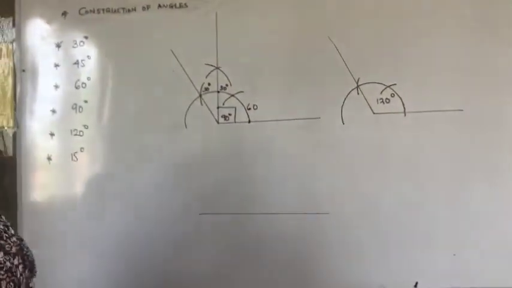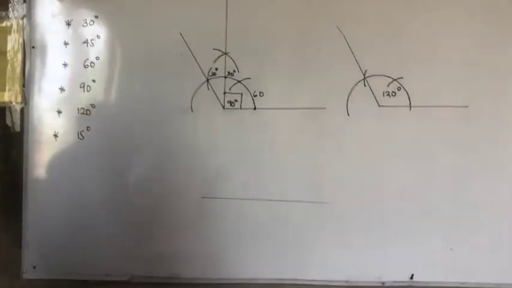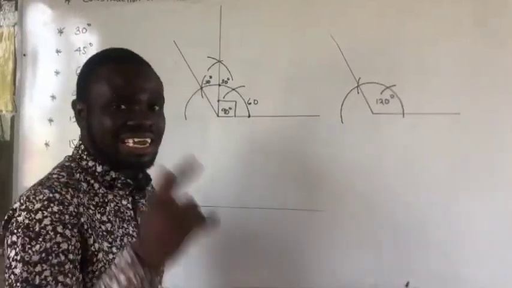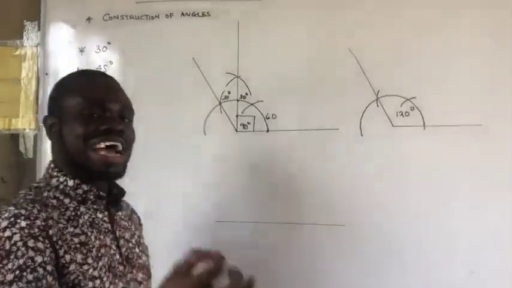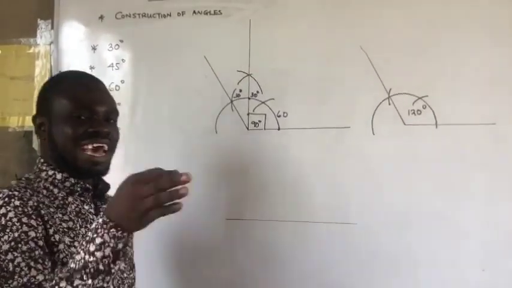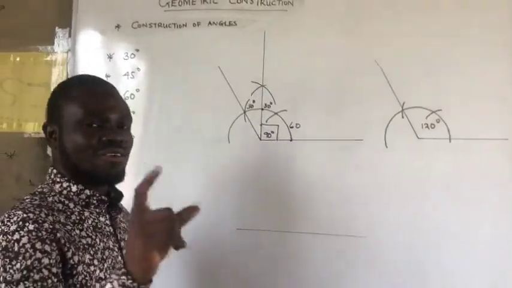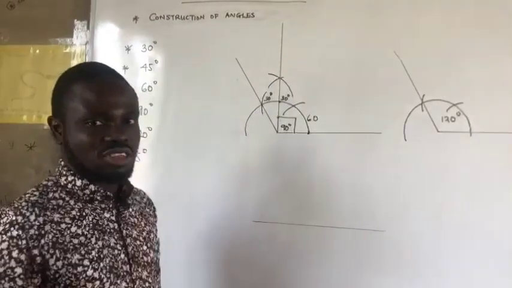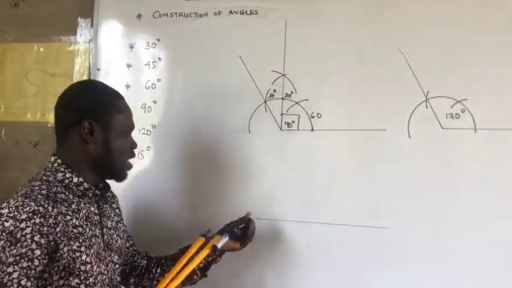Then the last one is 15 degrees. So the 15 degrees means that I need a 60. Divide the 60 into 30, 30. And divide one of the 30 into 15, 15. And I'll get it, right? Alright, so let's look at it.